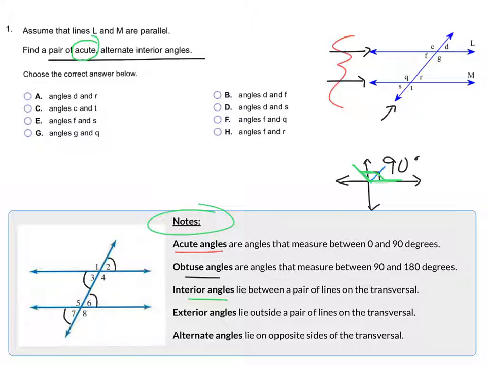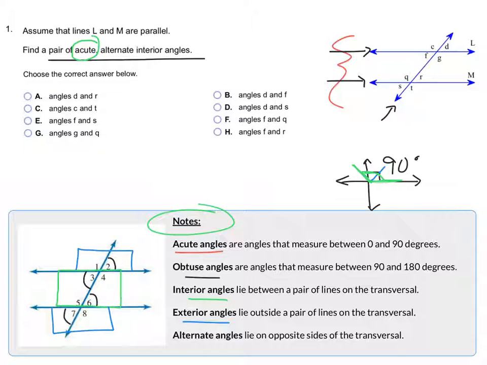Interior angles are angles that lie between a pair of lines on the transversal. If we look at our diagram, the interior angles are on the inside, and these angles are 3, 4, 5, and 6. Those are all interior angles. Exterior angles lie outside a pair of lines on the transversal. So, since we identified the interior, the exterior are all the other angles. This would be 1 and 2 and 7 and 8.